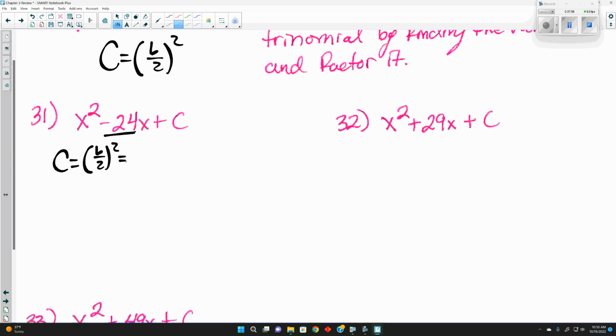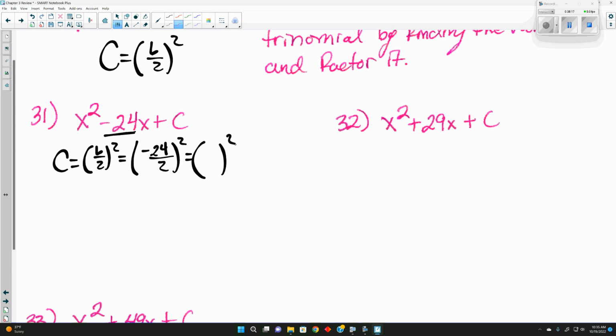C is equal to b over 2 squared. Well, what's the value of b? So we'd have negative 24 over 2 squared. Now, if it doesn't divide evenly, leave it as a fraction. You don't have to put it as a decimal. I'll take it as a decimal, but we can just leave it as a fraction.